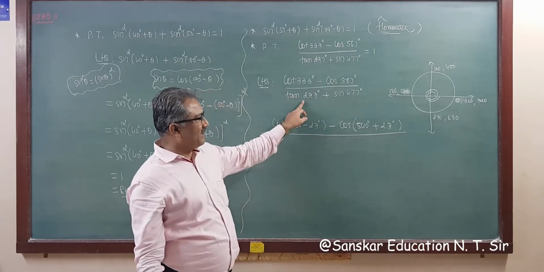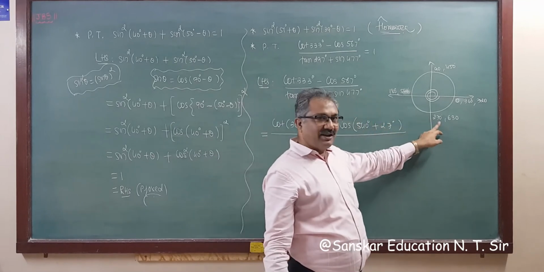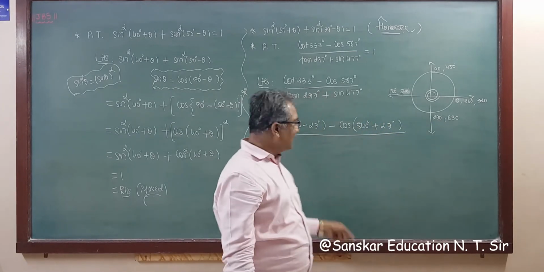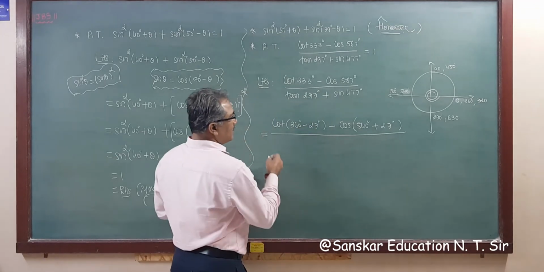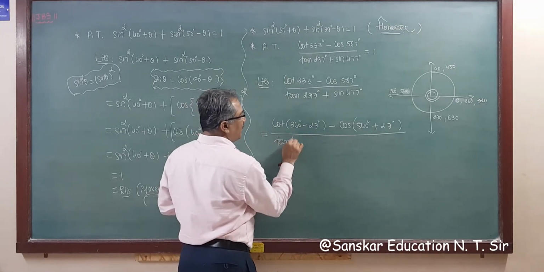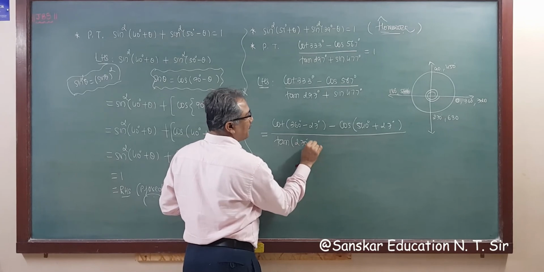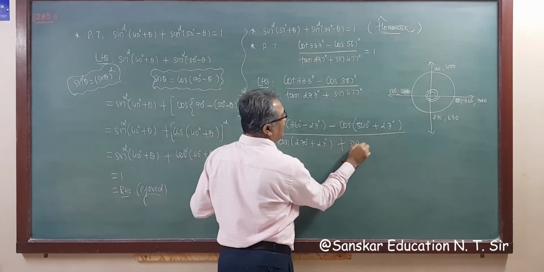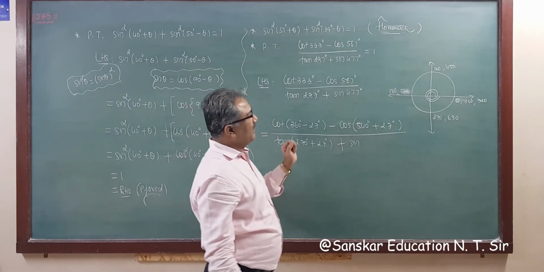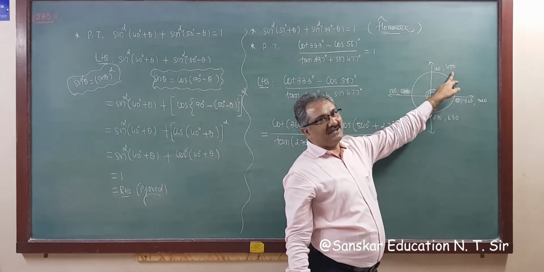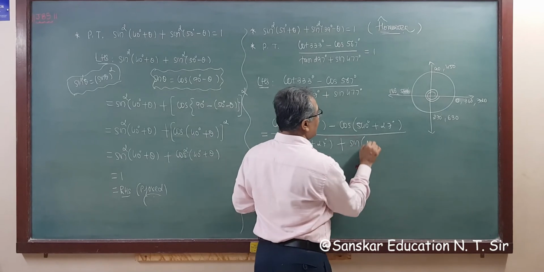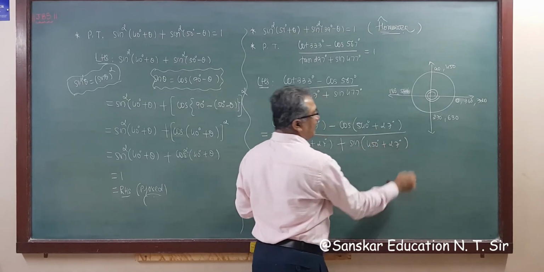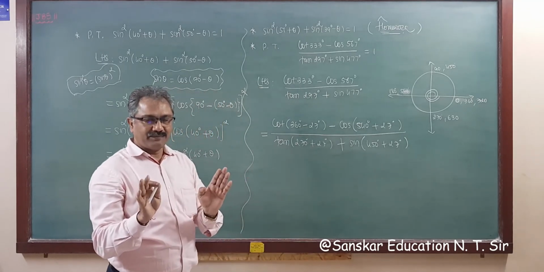Tan 297. So tan 297 is very near to 270. 270 plus 27. Got it? Same angle came. So this is tan 270 plus 27 degree, plus sine 477. This is 450 plus 27. So this is sine 450 plus 27 degree. Got it? Got the idea?